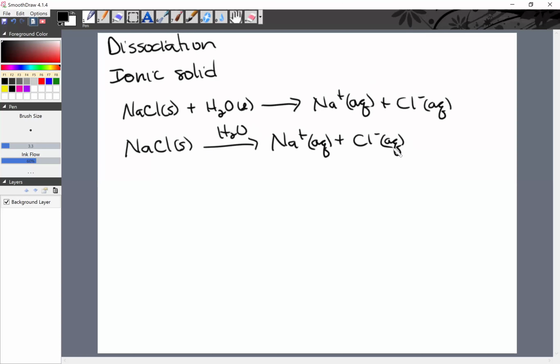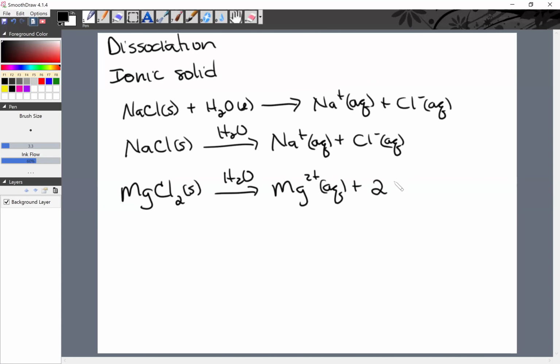Now, what if it's not one-to-one? So for instance, magnesium chloride. You would take it to all of its parts. So it would break up into two chloride ions. That's the way you would do dissociation.